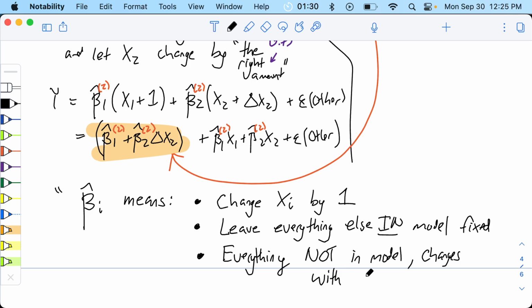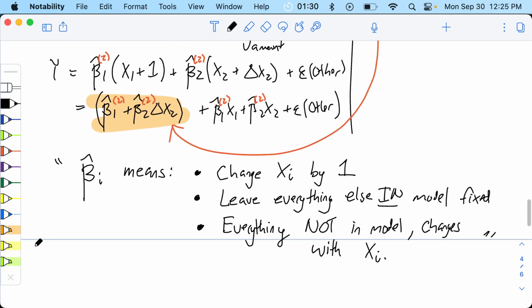So in our example, we have x1 and x2. If you do a model that leaves x2 out, then the interpretation of the coefficient beta hat 1 means you change x1 by 1, and you will change x2 with it because it wasn't in the model. If x2 is in the model, that means you are leaving it fixed when you do it. And I guess the other corollary of this is a warning: the coefficients are very model dependent.